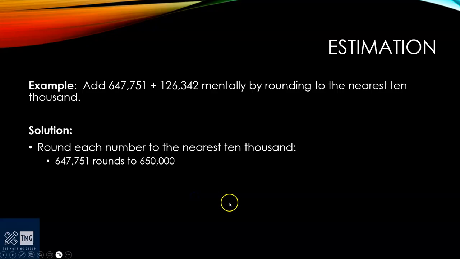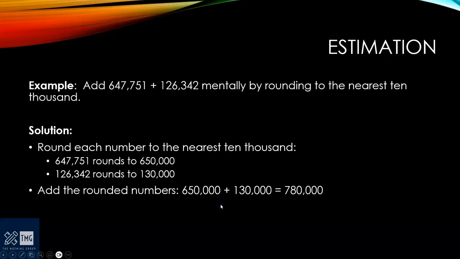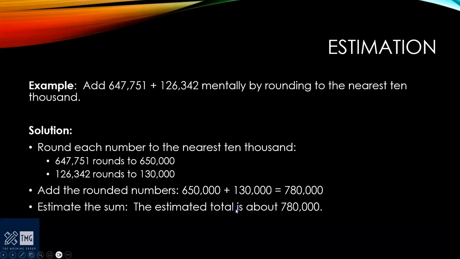647,751 rounds to 650,000. That's what it's closest to when we're talking 10,000. 126,342 rounds to 130,000. If I'm thinking about mental math and I'm adding 650,000 plus 130,000, I can easily do that in my head. 6 plus 1, 5 plus 3, and I have 780,000 as my estimate. So the estimated sum is about 780,000.